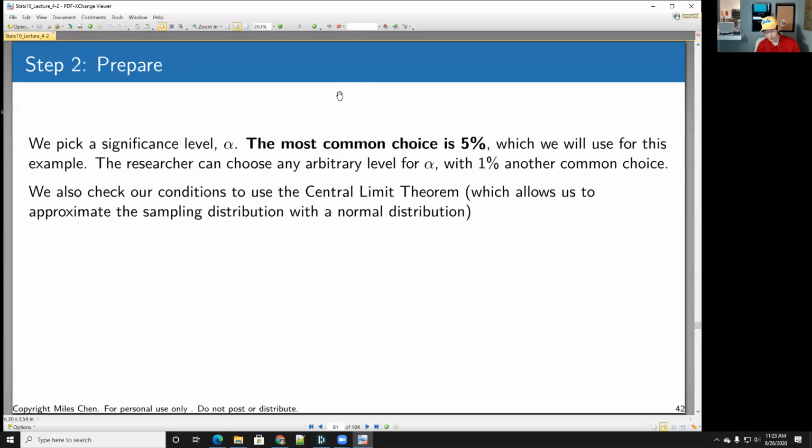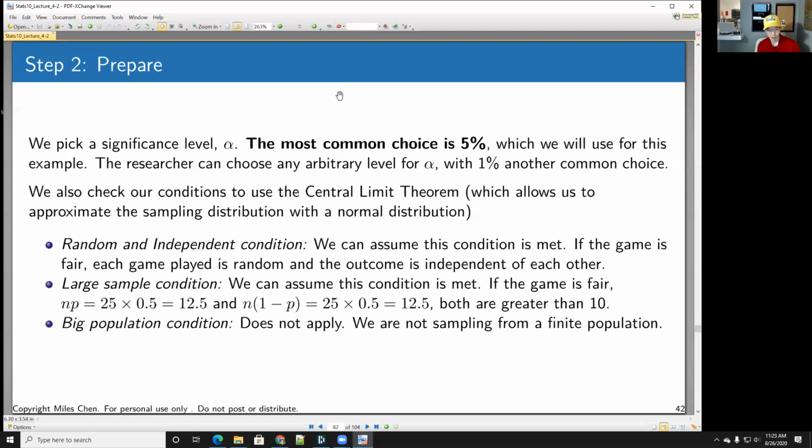Our hypothesis test depends on using the central limit theorem. We're going to use the normal distribution as an approximation for the sampling distribution. And so we have to check our conditions, which are the random and independent condition. We can assume this is met because if we're playing the carnival game, each of those games are going to be independent of each other. Then, is our sample large enough? Our n is 25. The probability of winning is 0.5. So n times p is 12.5, and n times 1 minus p is also 12.5, and both of those numbers are greater than 10. So our sample is large enough.